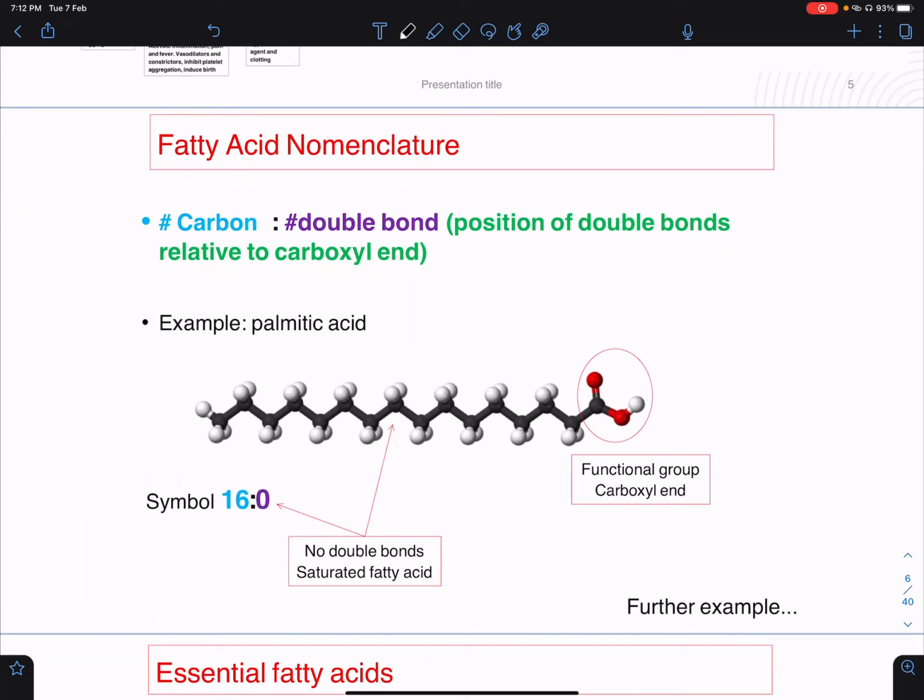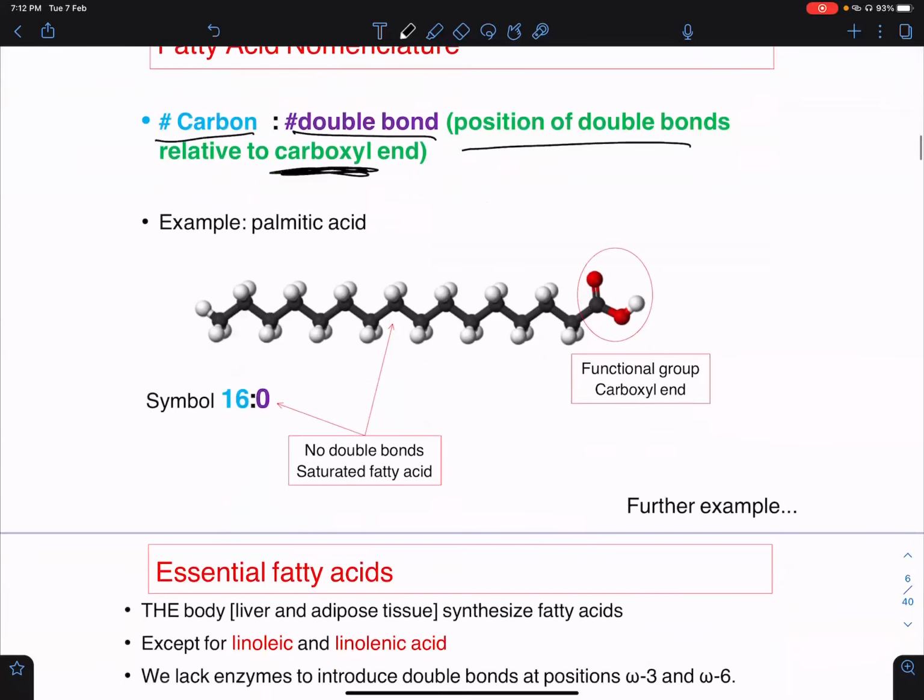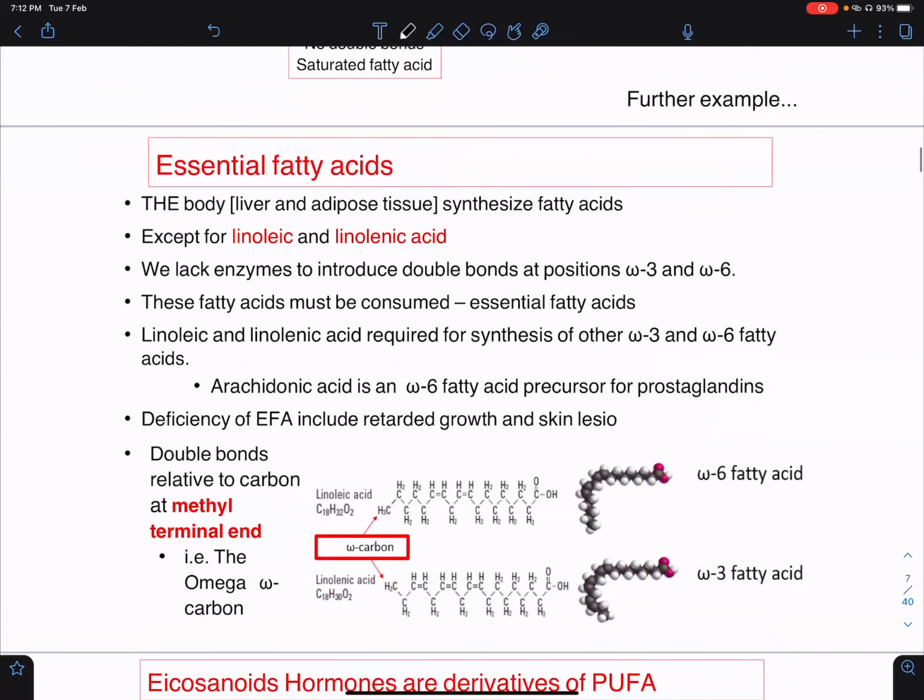So here he's just talking about naming the fatty acids. So it's the number of carbons, the number of double bonds, and then the position of the double bond with respect to the carboxyl end, okay? So same example as we did before. Here he's just talking about the essential fatty acids, and we usually name them with the methyl end or the omega way. Everything we talked about here. So they're linoleic and linolenic acid.